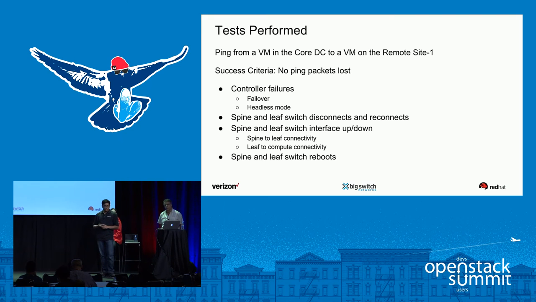So these are the tests performed. We used a simple ping application to perform a ping from a virtual machine running in the core data center to the virtual machine running in the remote site. And the criteria for success for all the test suites that we ran was that the fabric shouldn't be losing even a single packet. So we started off with the controller failure scenarios.